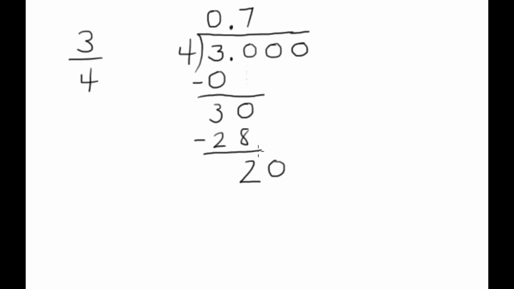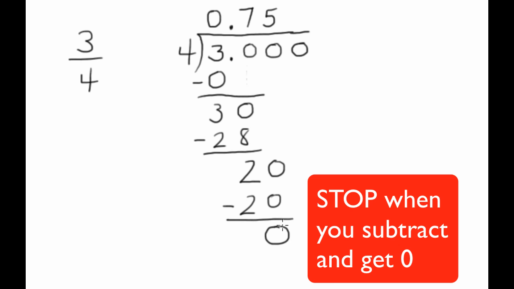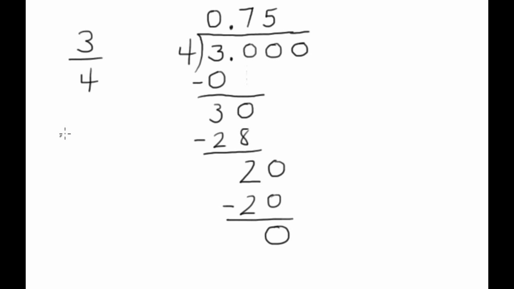There's the 20. Time for the division. Let me see, 20 divided by 4. Hey, that goes in exactly 5 times. So 5 times 4 is 20. Time for subtraction, and we get a 0. This is our clue to stop. When you reach a 0, you know you can stop. So what we've just done is we've shown that 3/4 equals 0.75.